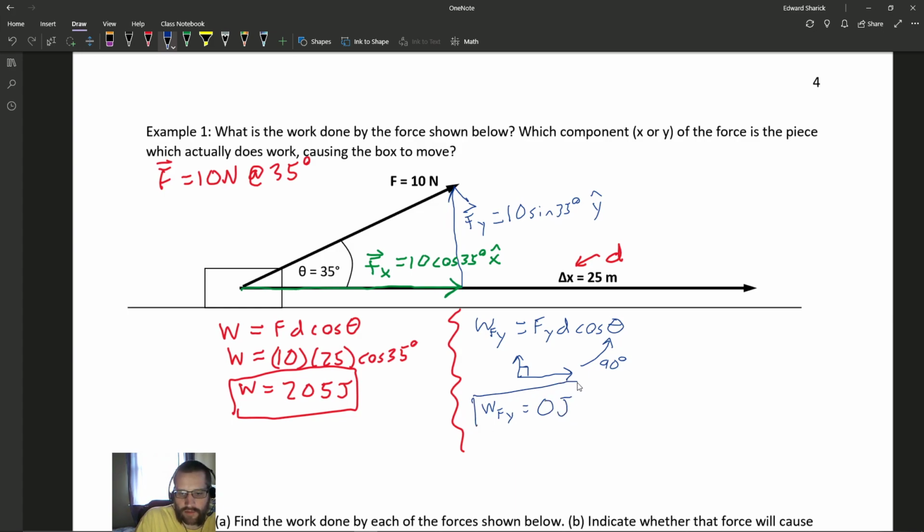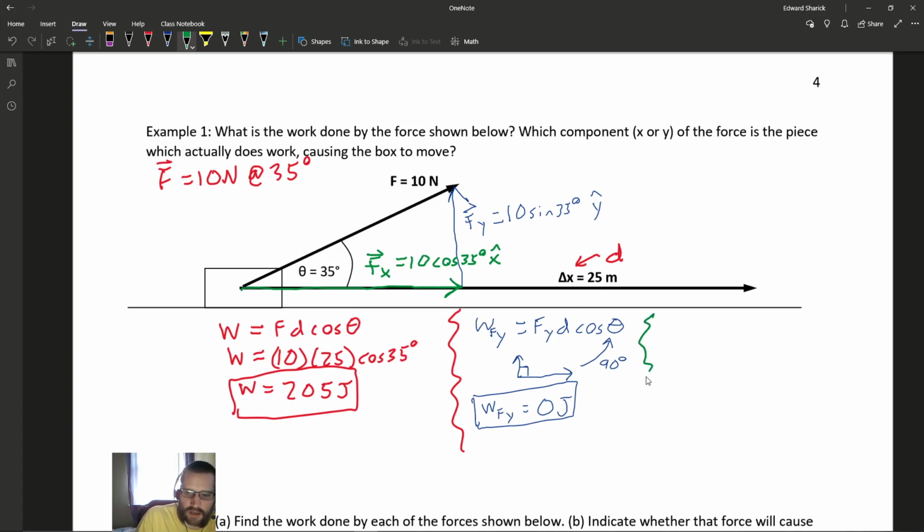So the work done by force of y is 0 joules. And so this force in the y direction is not doing any of the work. If we look at this question, which component of the force is the piece which actually does the work, the y component is not helping to move the box. It's not moving it at all to the right. It's just trying to lift it off the ground, but gravity is holding it on the ground, so it's not doing anything.